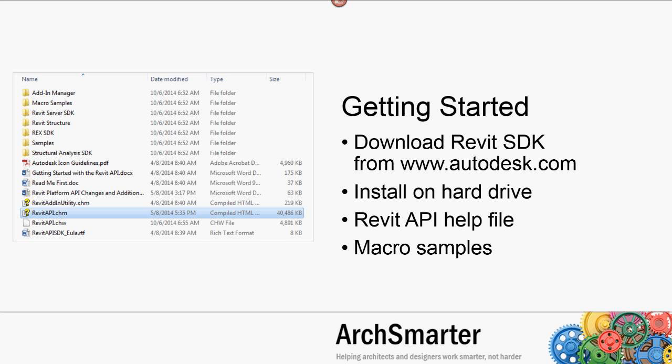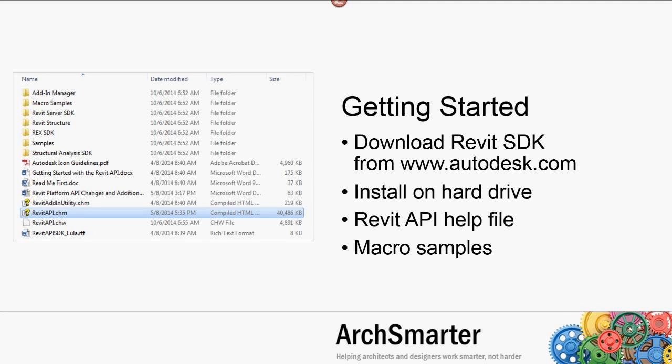Before you can start writing macros, you want to first download the Revit Software Development Kit, or SDK. The SDK is an installer that Autodesk puts out, and it contains a lot of useful information, such as the API help file and some macro sample files. You download the SDK from the Autodesk website, and I found that the URL for the download changes from time to time, so the easiest way to find it is to simply do a Google search for Revit 2016 SDK.